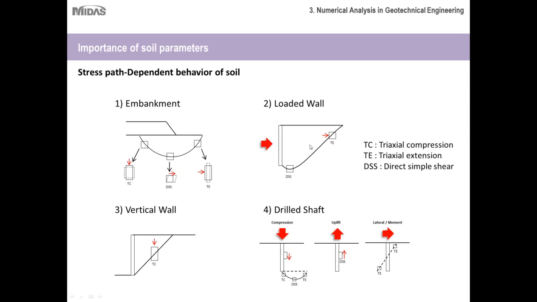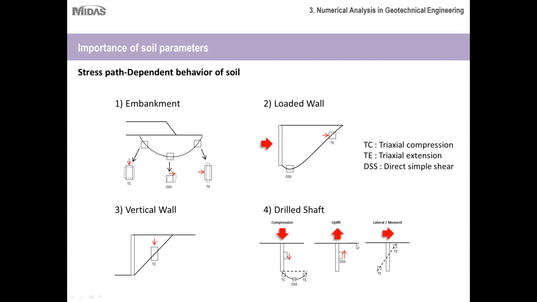And the same for a loaded wall. Here's the stress curve. Here you'd need the direct simple shear test. Here the loading would be lateral, so you'd need a triaxial extension test. So once again, as you can imagine, this becomes even more complex as you have different soil layers. With each soil layer, you'd need another set of 3 tests, like for this embankment one.